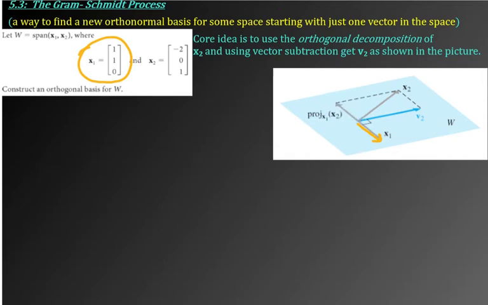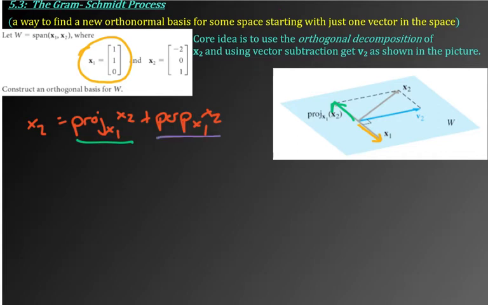The notation we use is that x2 equals the projection of x2 onto x1, in green, plus the perp vector of x2 onto x1, in purple. That is actually going to be this v2, so maybe I should have done it in purple. But if you go purple, green, you get this vector right here.